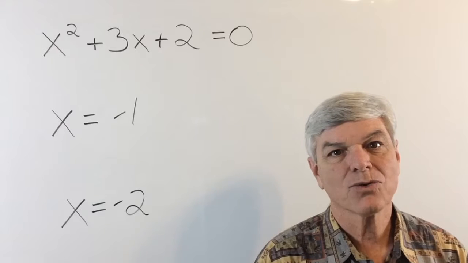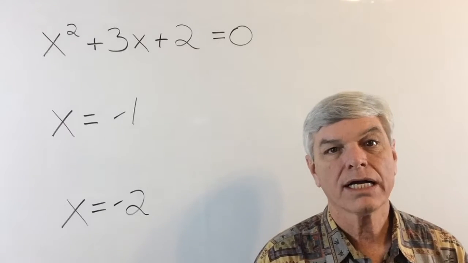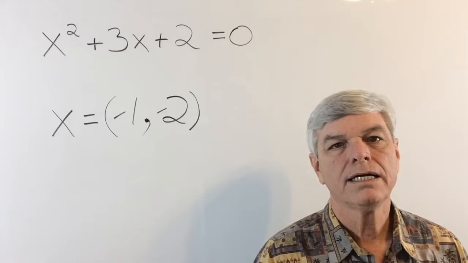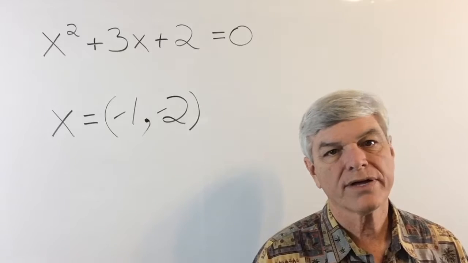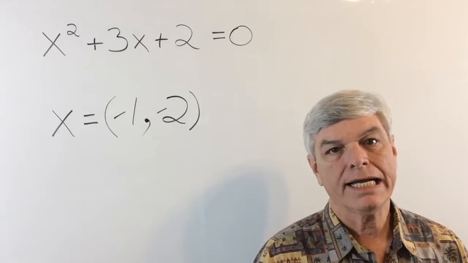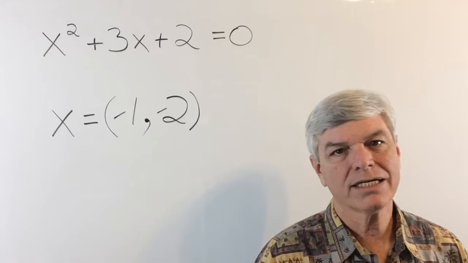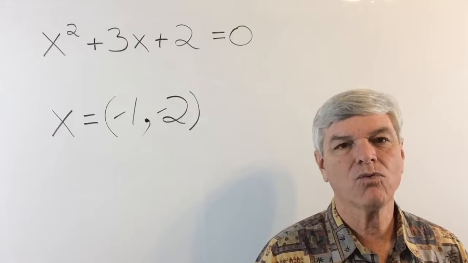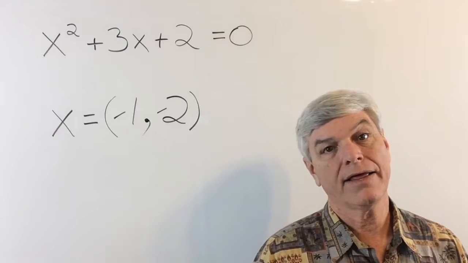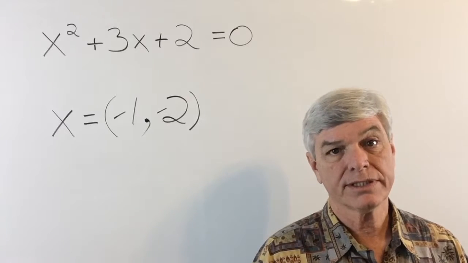Mr. Wallace likes to write x equals -1 or -2. And this is the way I like to write it. X equals parentheses -1 comma -2. And if you're thinking, well, the second number in a parentheses is y. No, that only applies if you have y in the equation. So you can write it like this, and this means x equals either one of those numbers.